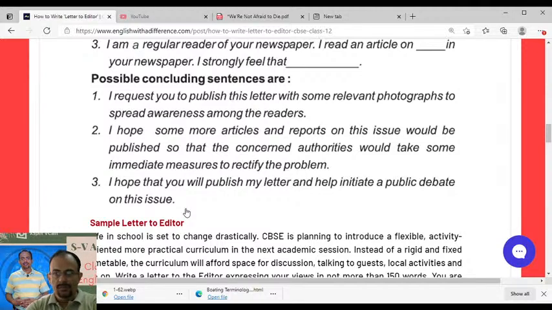So whichever you like, you can mark up. Okay, this is number two. You see, I hope some more articles and reports on this issue would be published so that the concerned authorities would take some immediate measures to rectify the problem. Okay, so this you can write.